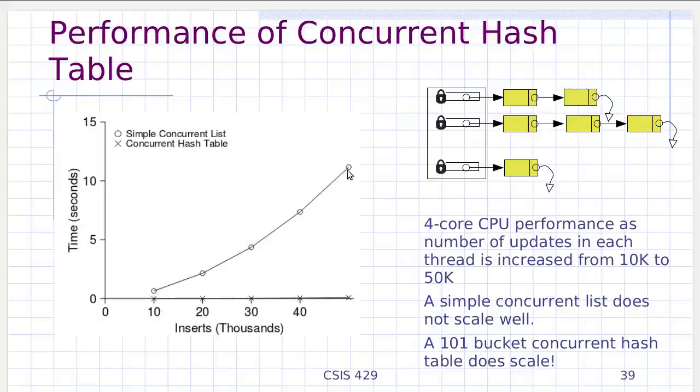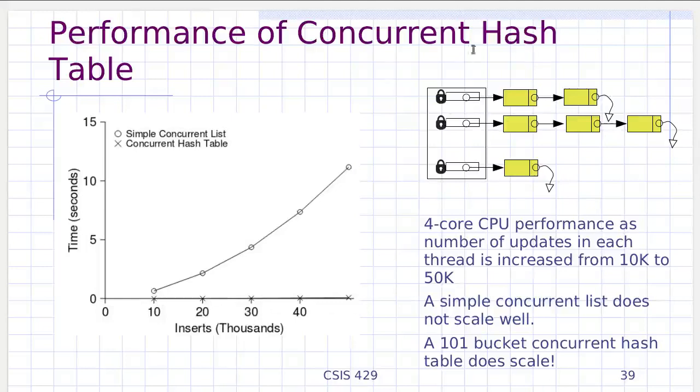So here is your simple linked list. As you increase the number of inserts, if you have thousands, many of them are going to be happening at the same time. They're going to use the lock. There's only one lock for the linked list, and so this is basically showing you the overhead of having locks. It goes up as you have more and more additions to the list. Whereas if you use a decent sized 101 location hash table, it turns out to scale amazingly well.